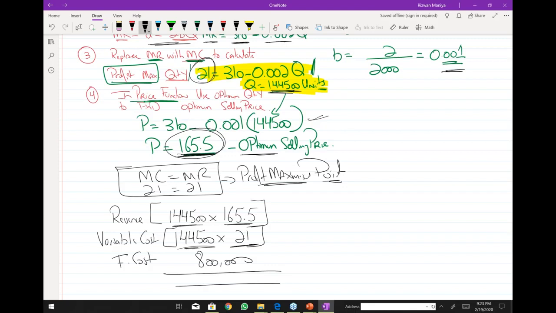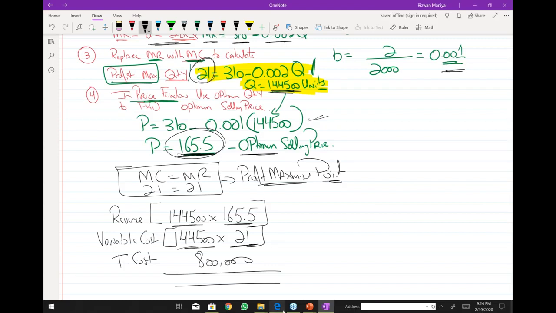Okay, are we clear? Okay. So this is how you work out MC is equal to MR profit maximization. These are the steps that you have to follow.